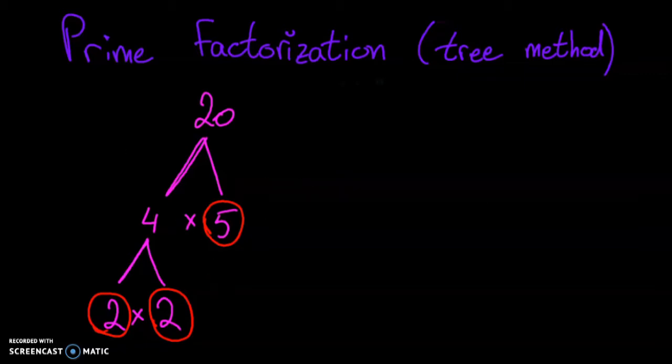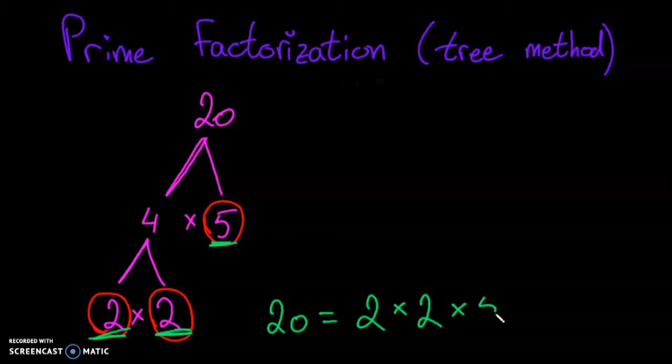So we can write 20 as 2 times 2. We only take the numbers that are circled. Times 5. Now we have another way to separate 20. We can say 10 times 2.